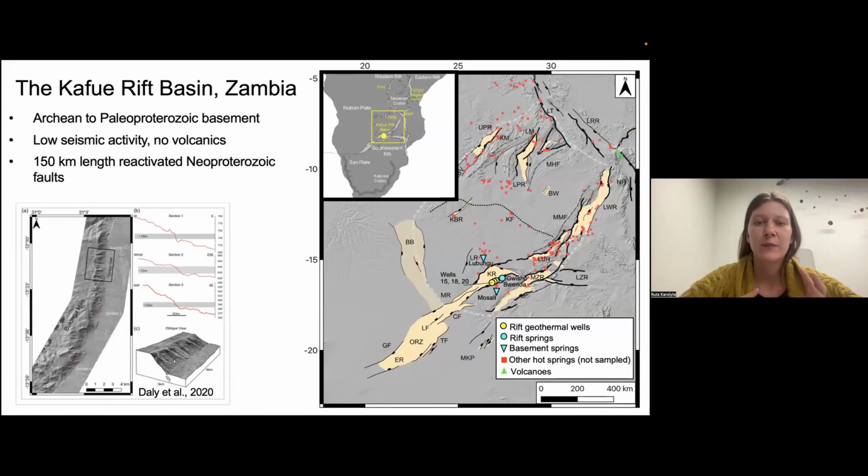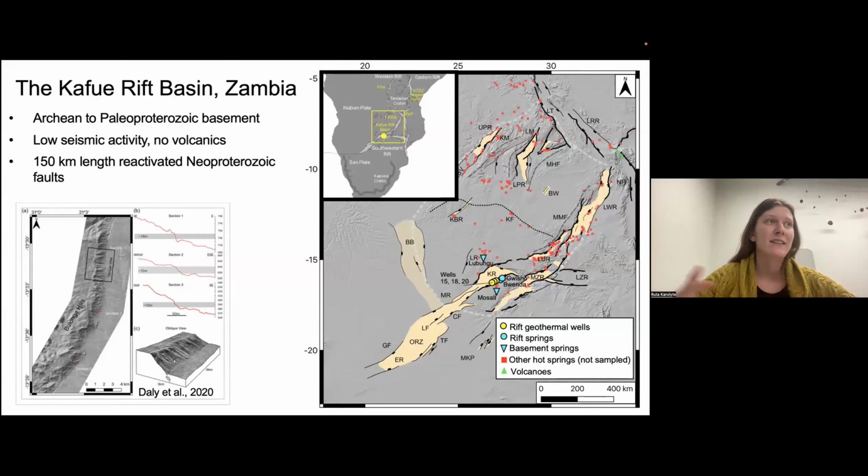Zooming in a little bit on that image, the yellow box, and having a closer look, we have these fault zones. They are Neoproterozoic faults that potentially are currently reactivated. And the basement rock around here is very old, Archean to Paleoproterozoic basement. The area itself has low seismic activity, not really a lot of volcanic activity. So it isn't necessarily apparent that rifting may be active there.